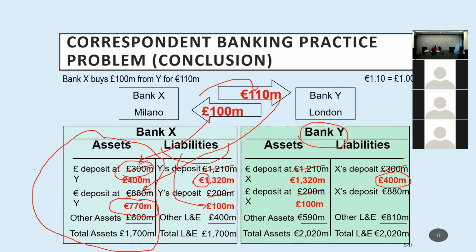Similarly for Bank Y, because we are receiving the euros, on our asset side there is an increase in the euro, and there is a decrease in the pounds, right? On their liabilities it is the opposite, okay? So there is an increase in the pound liabilities, but there is a decrease in the euro liabilities, okay? So throughout all of these transactions, we will see that the size of their assets and liabilities should be the same, okay?